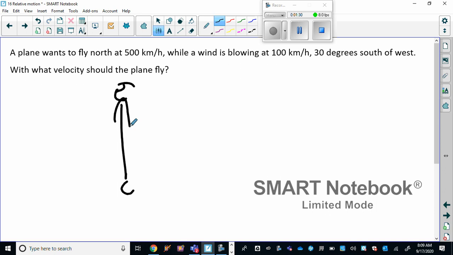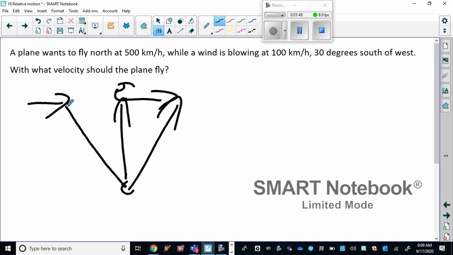If you're flying to Edmonton, which is due north, and typically the winds in this part of the world flow from the west to the east, and the wind is blowing this way, well, if you don't adjust the direction of your flight, you're going to end up over here. You're going to miss Edmonton. So obviously the plane points itself in this direction.